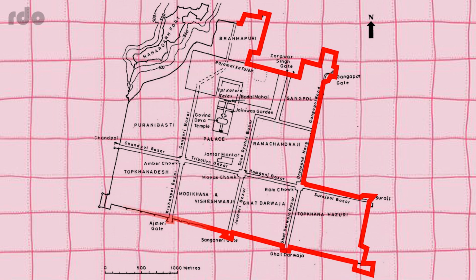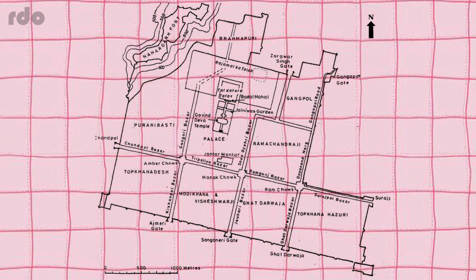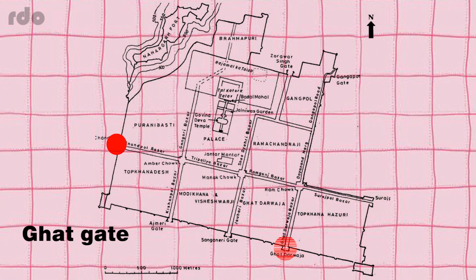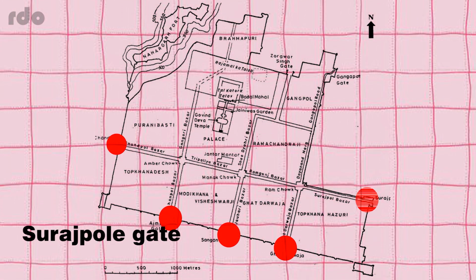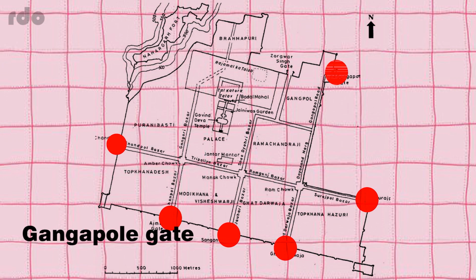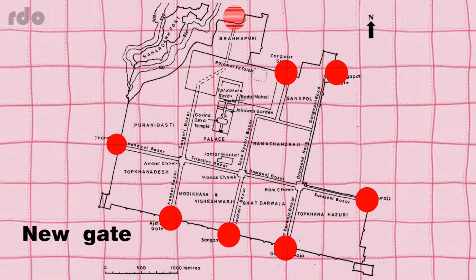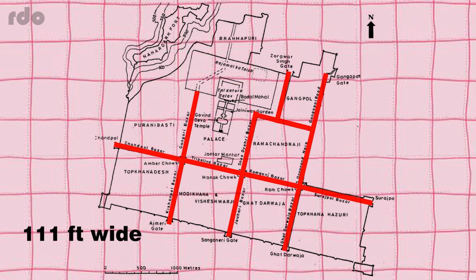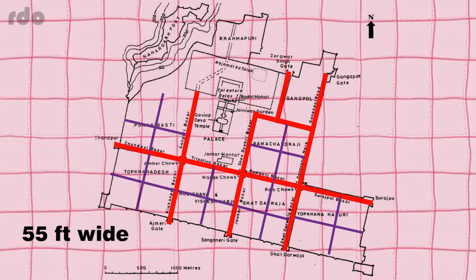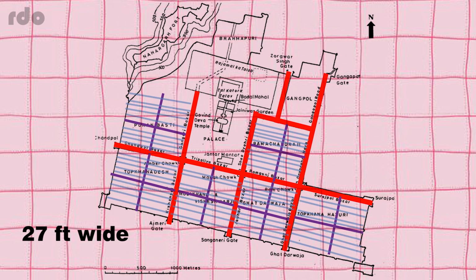The town has around it a masonry wall 25 feet high and 9 feet thick with 8 gates. The gates are Chandpol Gate, Ghat Gate, third is Ajmeri Gate, fourth Sanganeri Gate, fifth is Surajpol Gate, Gangapol Gate, Zorawar Singh Gate, and eighth is New Gate. Following the direction of Hindu Shilpa Shastra, the width of the main street and other lines were fixed. Thus, the main street is 111 feet wide, the secondary street is 55 feet wide, and the smaller one is 27 feet wide.